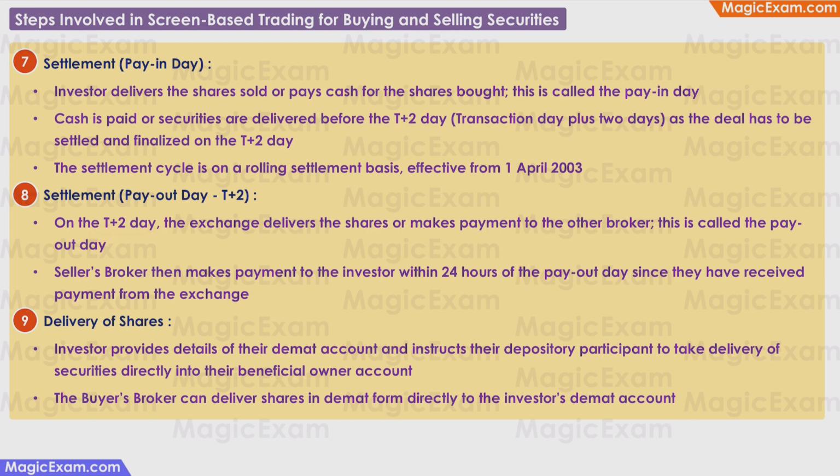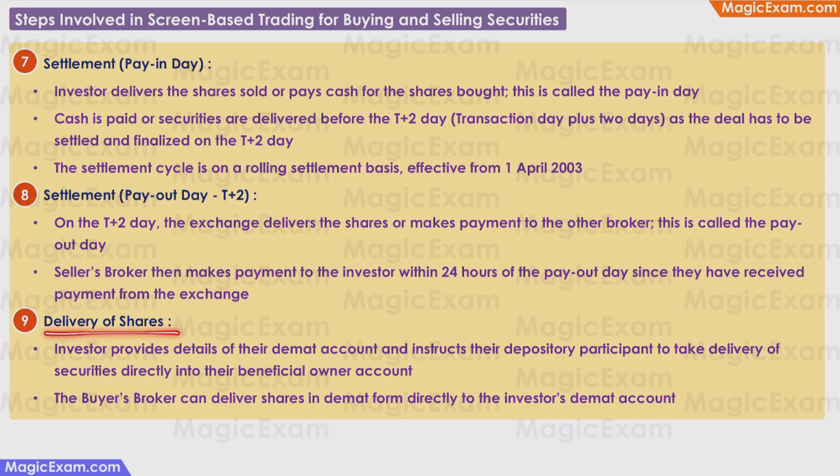T+2 means transaction plus 2 business days. On the T+2 day, the exchange delivers the shares and makes payment to the buyers and the sellers' brokers respectively. This is called the payout day. The seller's broker then makes the payment to the seller within 24 hours of the payout day, since he would have received the payment from the exchange.